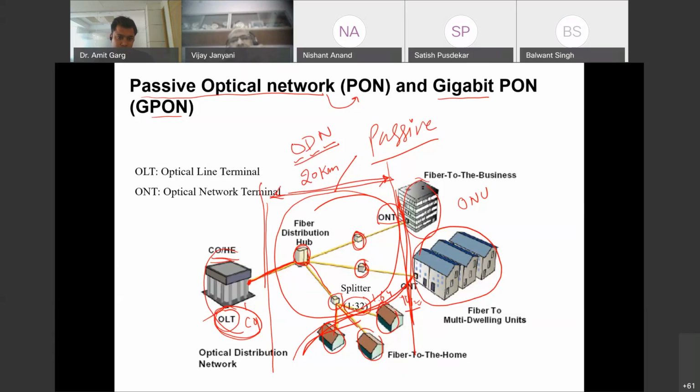So basically, PON or GPON has given an opportunity to have a very low cost network with very high data bit rate, which is the characteristic of the fiber. That is why it is called passive optical network, and gigabit means it is working in the gigabit range. It's a variant of PON, but it is very popular. So it is called GPON.